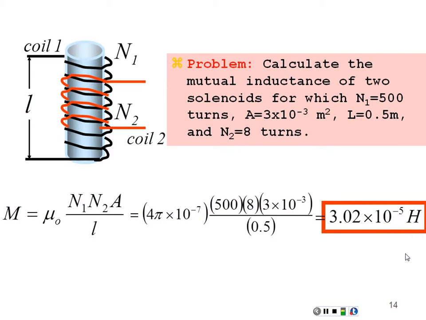That concludes the first part of this chapter dealing with self-inductance and mutual inductance. We now wish to transition into LR circuits. We want to use inductance.